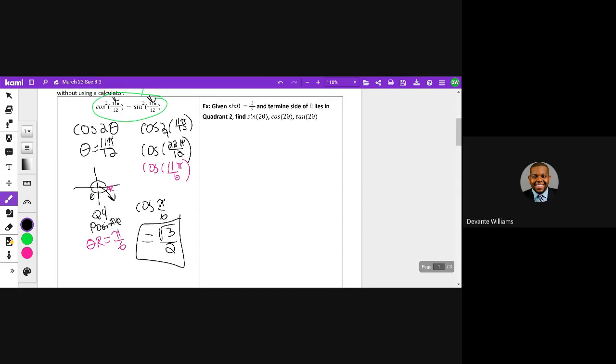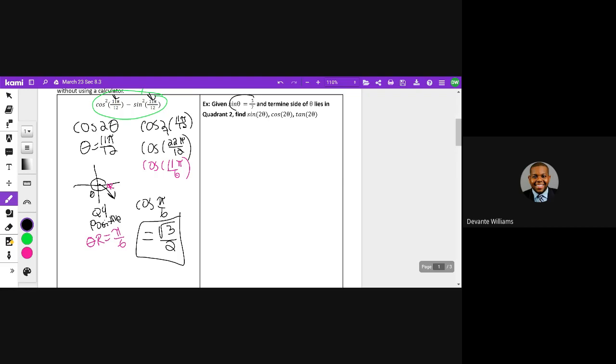The second one. Given that the sine of theta equals 5/7 and it lies in quadrant 2, we want to find the sine of 2 theta, the cosine of 2 theta, and the tangent of 2 theta. First and foremost, you must understand what's going on here with that angle. With the sine of theta equals 5/7, we know it's going to be in quadrant 2. It says it lies in quadrant 2.